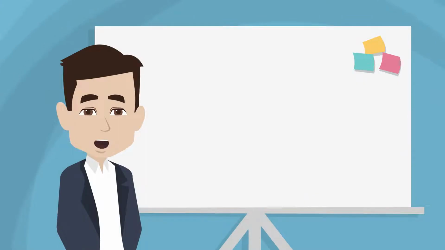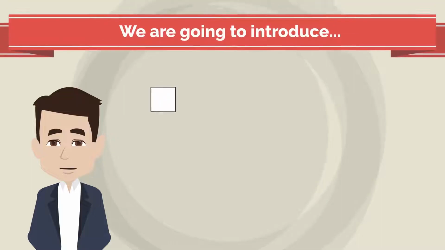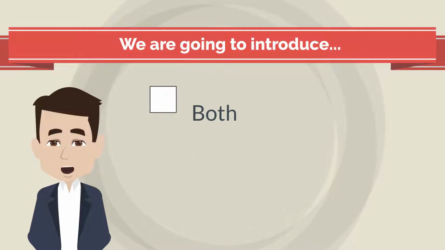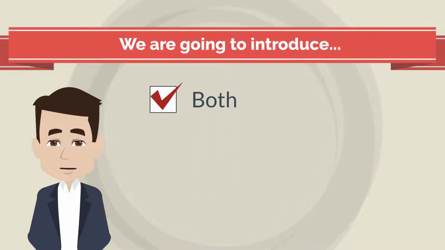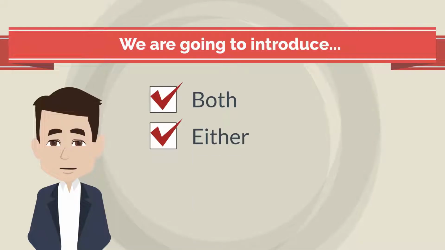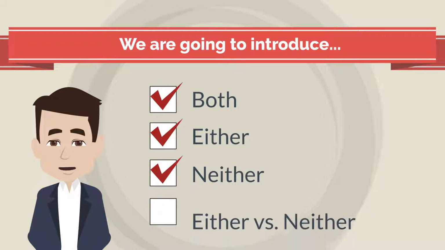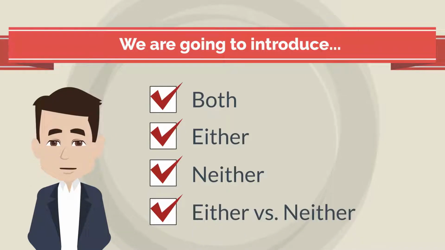Today, we are going to learn about the differences between both, either, and neither in English. First, we are going to look at how to use both. Next, we will look at how to use either. After, we are going to look at how to use neither. Lastly, we will look at the differences between either and neither.